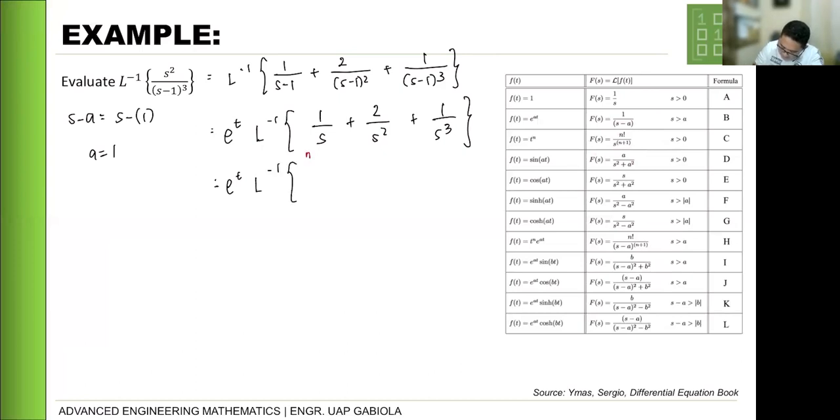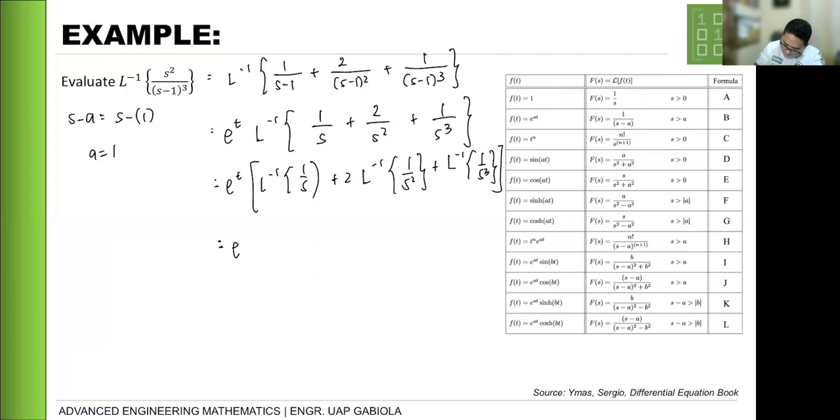So this will be e to the t L negative 1. Ito, yung n plus 1 niya is equals to 1. So, n is equals to 0. Or, 1 over s is actually, ano na, no? Direct na siya. Which is equivalent to 1. Okay? So, 1 over s natin equivalent to 1, sa 1 yan. Okay? So, mag-iwalay-walay lang natin to. L negative 1 of 1 over s plus 2 L negative 1 of 1 over S squared plus 1 L negative 1 of 1 over S cubed. Okay?